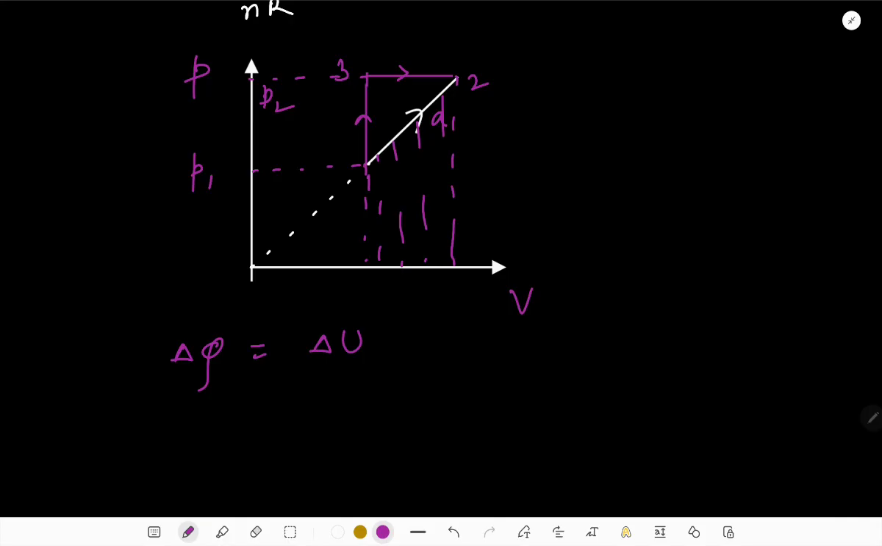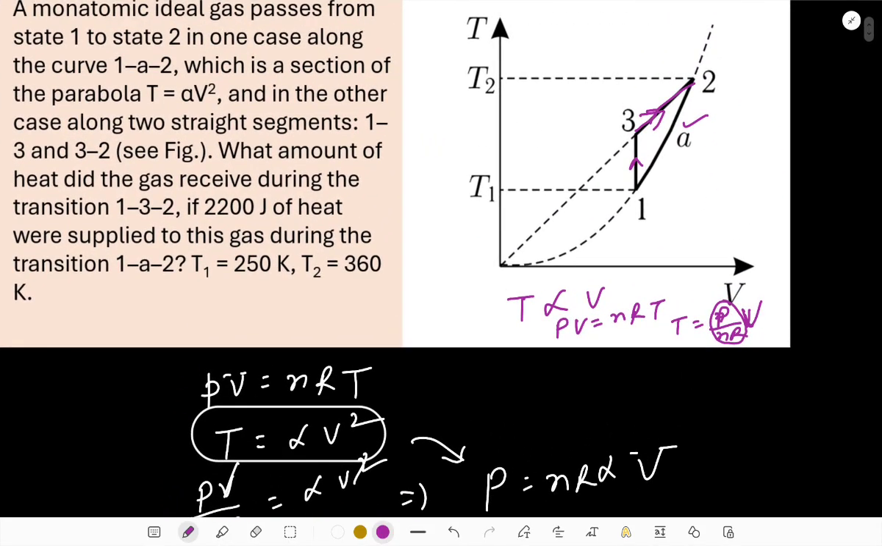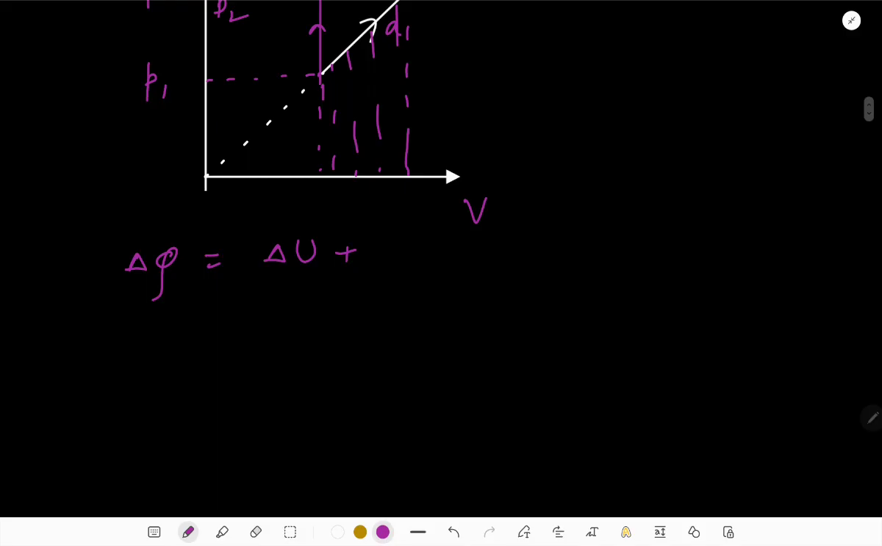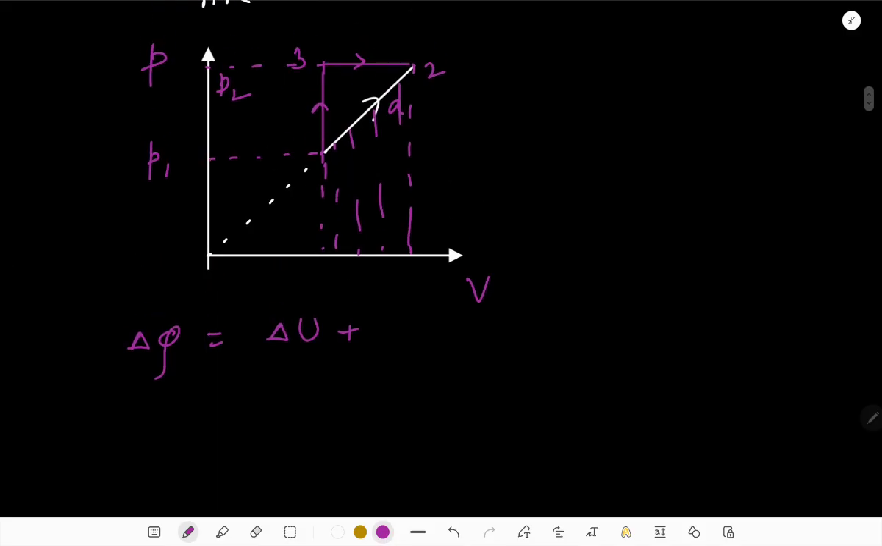And you can see from here, this is always the increase in potential energy. T is increasing, and potential energy is a state function depending on temperature. So the increase in potential energy plus the work done by the system, which is positive. You can see here, work done by the system.